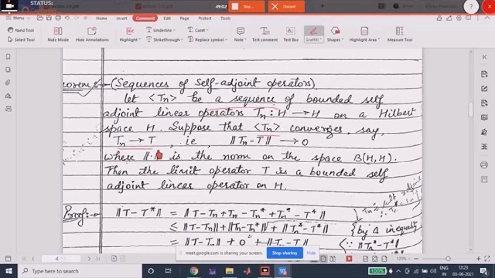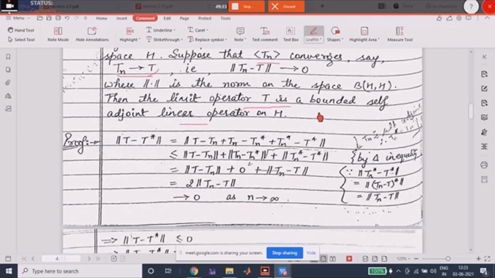Now we consider a sequence of self-adjoint operators, which says that if Tn is a sequence of bounded self-adjoint operators which converges to T, that is, norm of Tn - T goes to 0, then we have to prove that T is also self-adjoint. So to prove that, we have to show T is self-adjoint, so we consider the norm of T - T*, adding and subtracting Tn and Tn*, and then using the triangle inequality, we would have this is less than or equal to the summations.